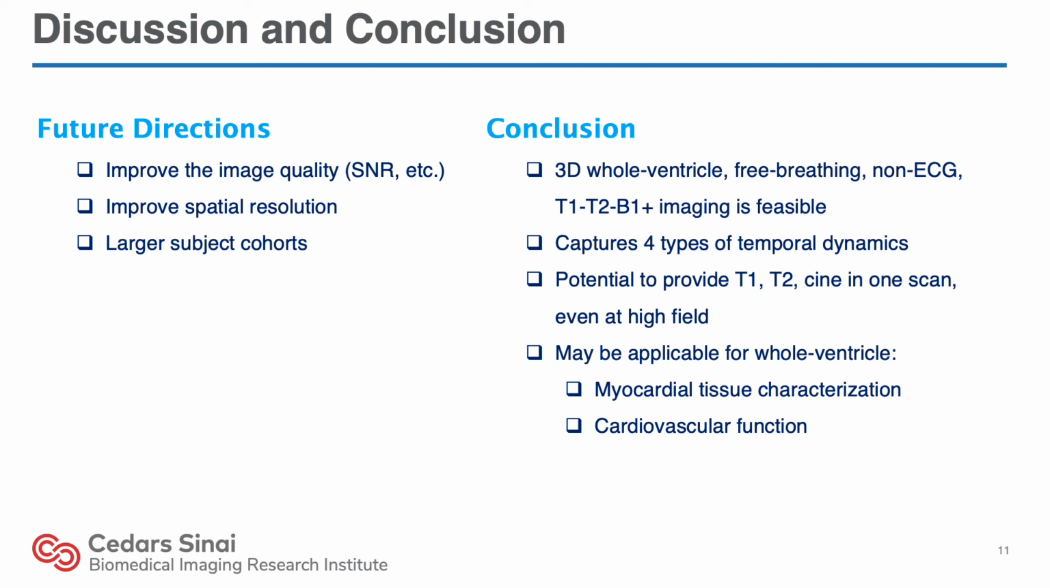Potential applications include comprehensive tissue characterization in the whole ventricle. Since we are able to provide both quantitative and qualitative maps altogether, this technique can be used to replace conventional MR scans for routine clinical practice in the future.